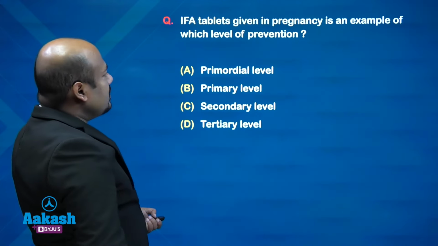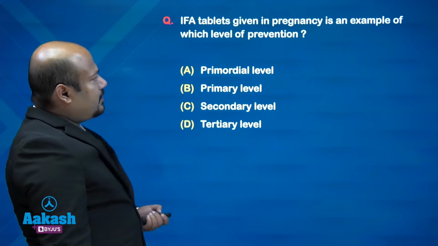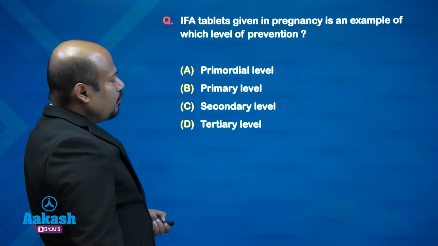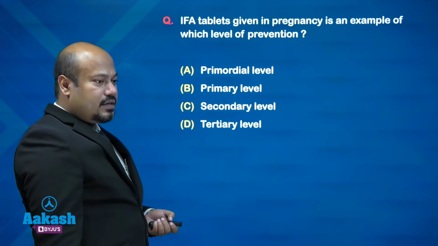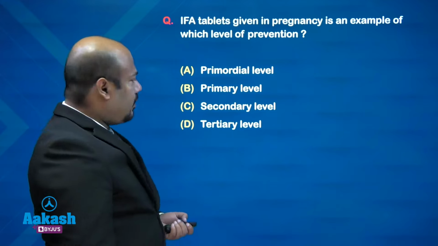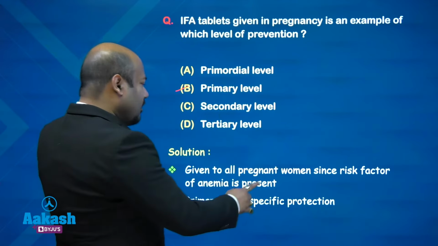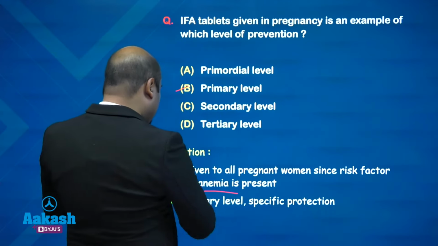Iron folic acid tablets given in pregnancy is an example of which level of prevention? So tablets given in pregnancy. So possibility is there that in pregnancy there is the risk factor for anemia, okay? So it will be what? Primary level of prevention. So given to all pregnant women, risk factor of anemia, so primary level of prevention.